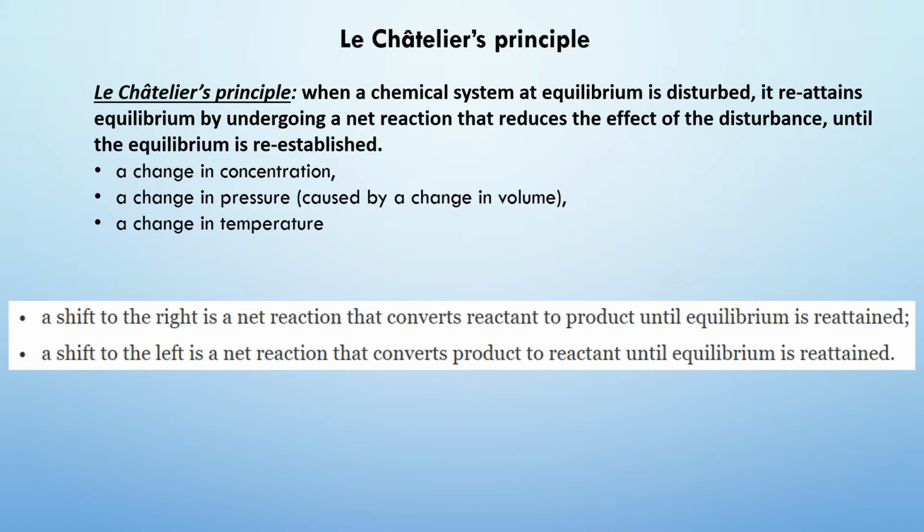Right, so this disturbance of the equilibrium can be caused by three factors: a change in concentration, a change in pressure, and a change in volume. For the second one, the change in pressure can also be caused by a change in volume, because the ideal gas law tells us that PV equals nRT, so P and V have an inverse relationship. Increasing the pressure means you're decreasing the volume, or increasing the volume means you're decreasing the pressure.